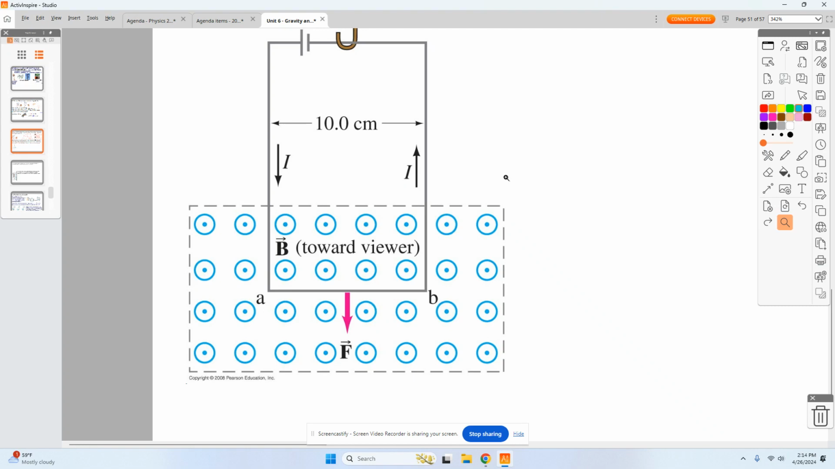What I would like you to do is tell me what is the direction of the force on that portion of the wire. There's current flowing through that. That current is flowing up there. What's the direction of force on that portion of that wire? Once you have it, turn to the other person that you're sitting next to.